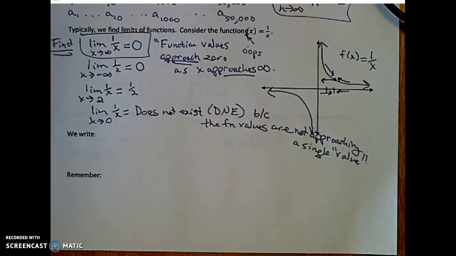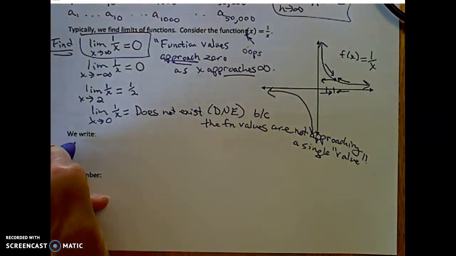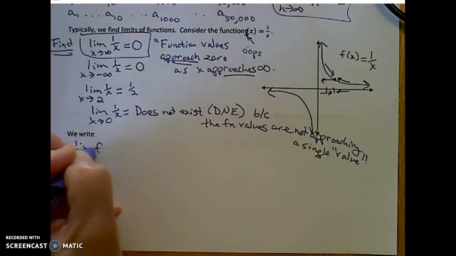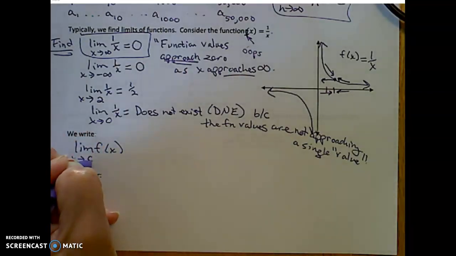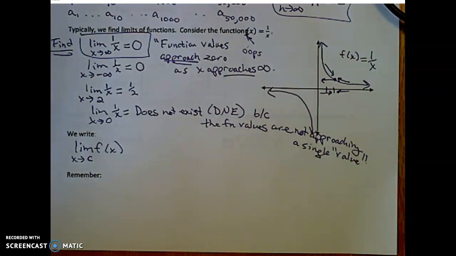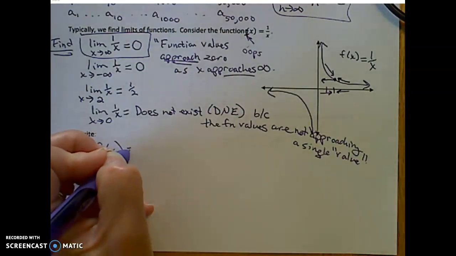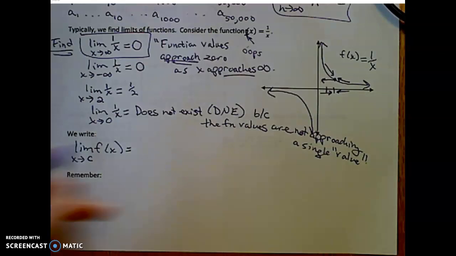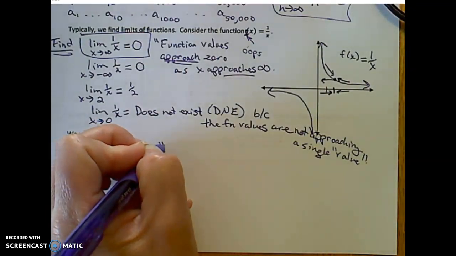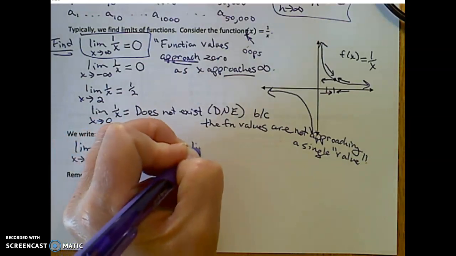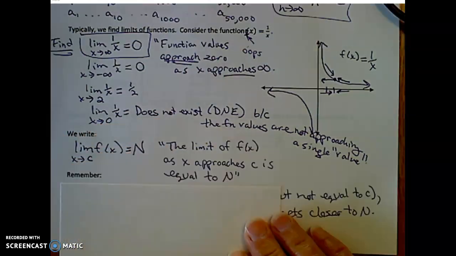Okay, so the notation we're going to use for limits is this. We're going to find the limit of a function as x approaches some constant, some number. And we'll be able to evaluate that limit when my function values approach some number n. I'm going to pause and let you write this down. I read this as the limit of f of x as x approaches c is equal to n.